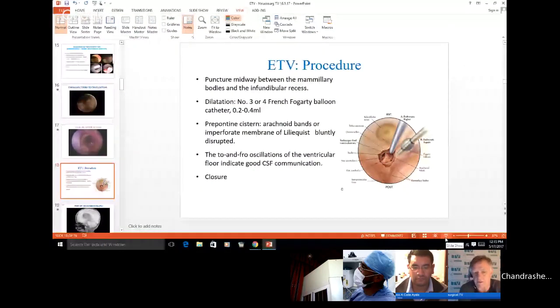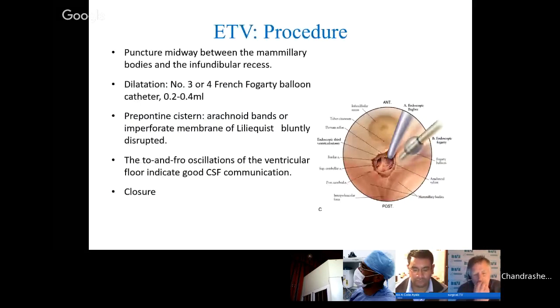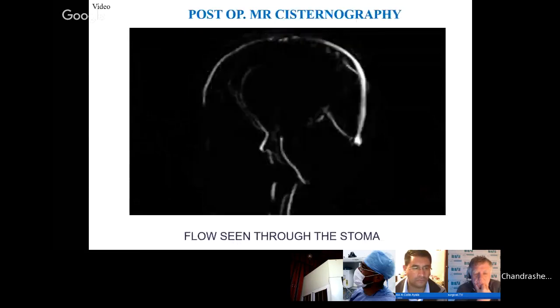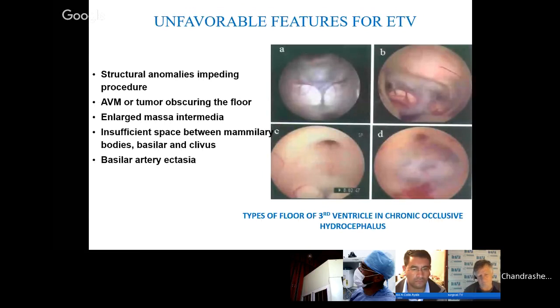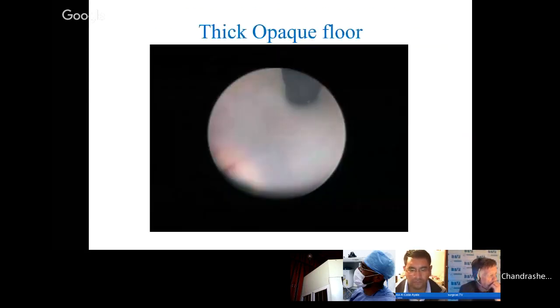So usually I make the ETV puncture midway between the mammillary bodies and the infundibular recess, and dilate it to about 4 millimeters and see the nude basilar artery. I usually check this with a CSF flow study at the end of about 3 months, which can be done on any MR above 1.5 Tesla. Some unfavorable features where you should not attempt a third ventricular ostomy would be AVM or tumor obstructing the floor. Enlarged massa intermedia may not allow you to reach there, and basilar artery ectasia does not allow you to be safe.